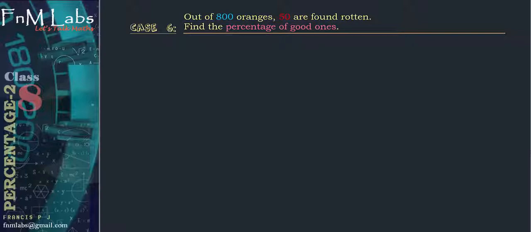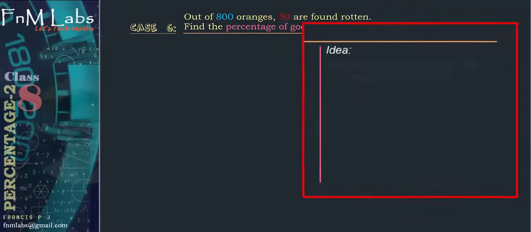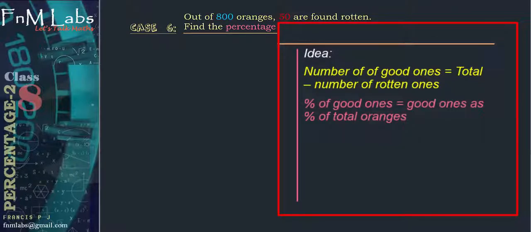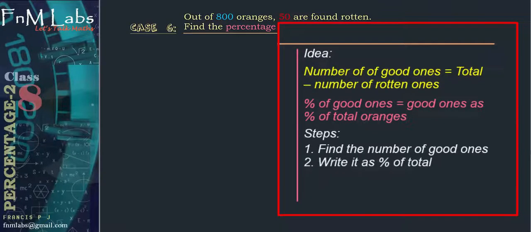What information is given for this? We are given with total number of oranges and number of rotten ones. So we need to find the number of good ones. We know that the total number of oranges is number of good oranges plus number of rotten ones. Therefore, number of good ones is equal to total number of oranges minus number of rotten oranges. So once we get the number of good ones, we can find the good ones as percentage of the total.